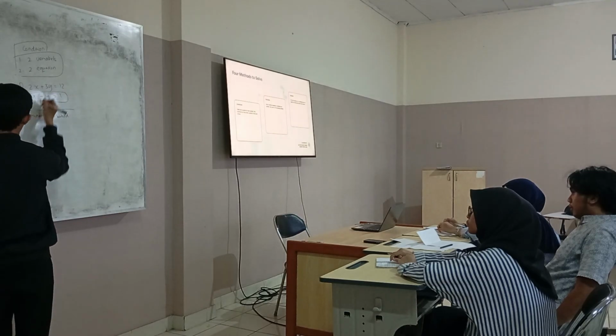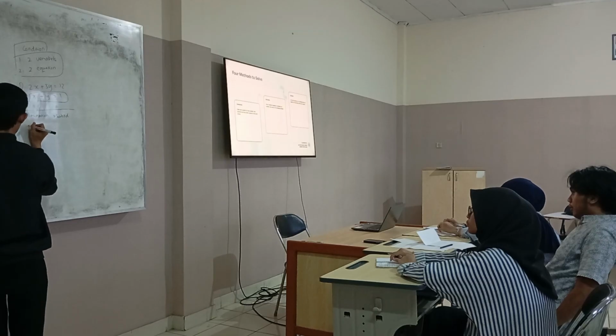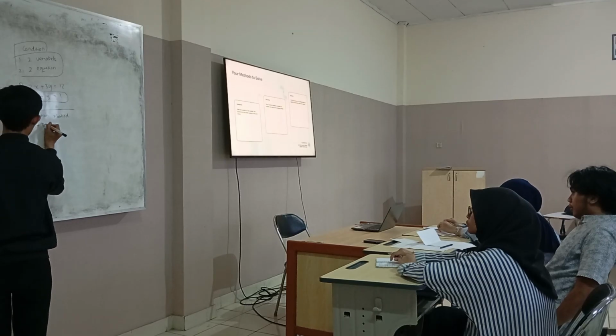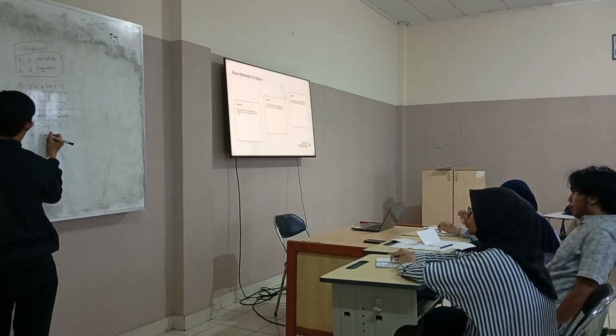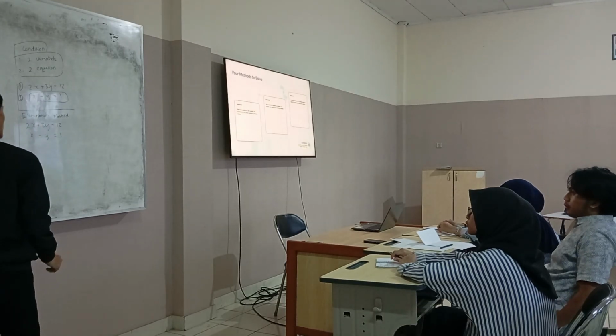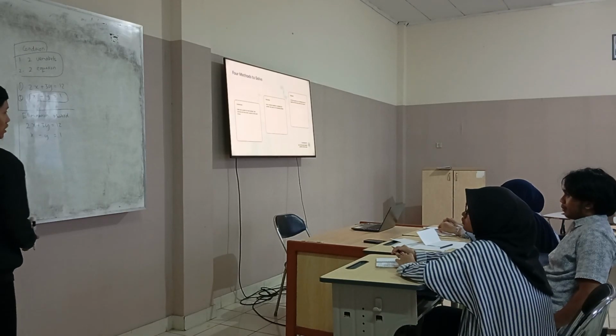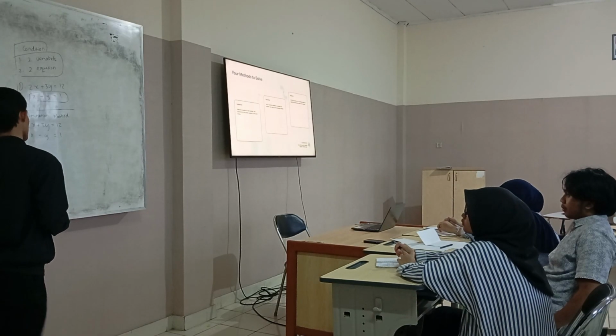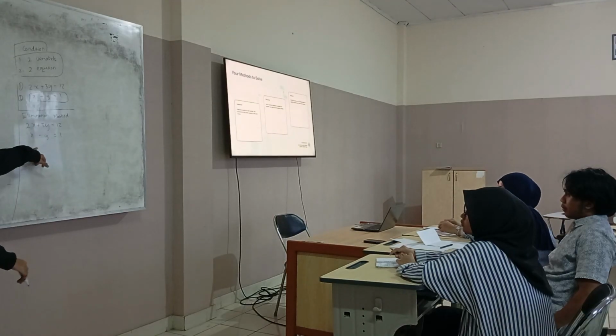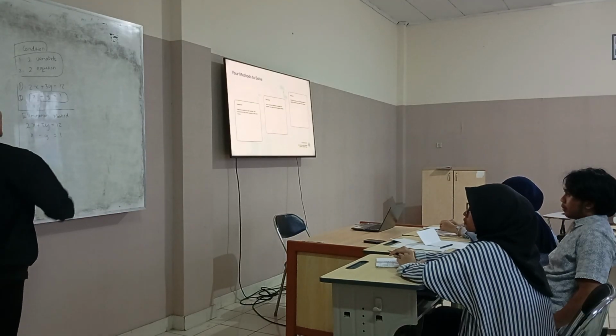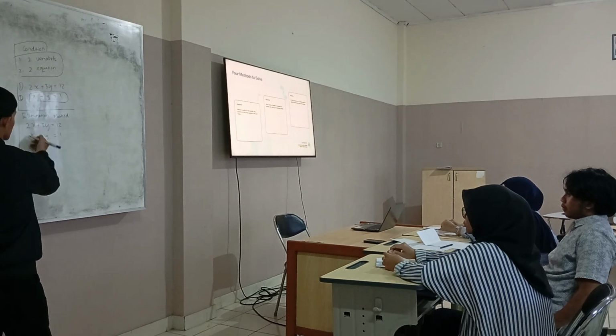I'll write these two equations here. 2x plus 3y equals 12, and x minus y equals 1. Now, in elimination method, we will eliminate one of these two variables. Here, I will eliminate x first.